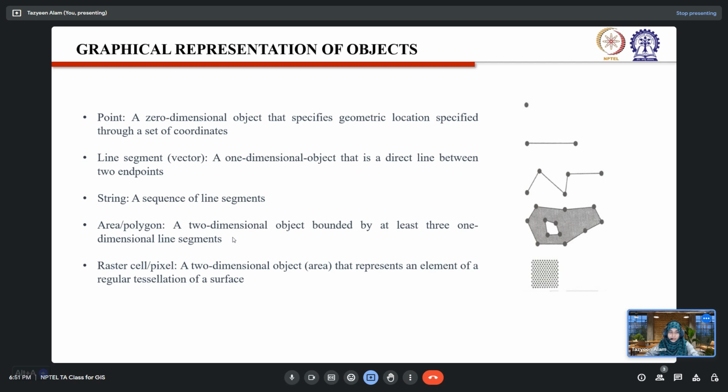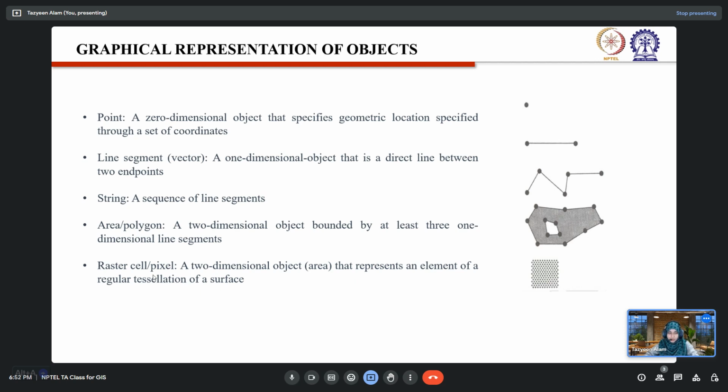Area or polygon is a two-dimensional object, and it is bounded by at least three one-dimensional line segments. So this is representing your point, you have understood. This is your line. But when you have a series of lines, we actually call it a string. And in case of this particular two-dimensional object, which is your area or polygon, we have a minimum of three lines which are one-dimensional.